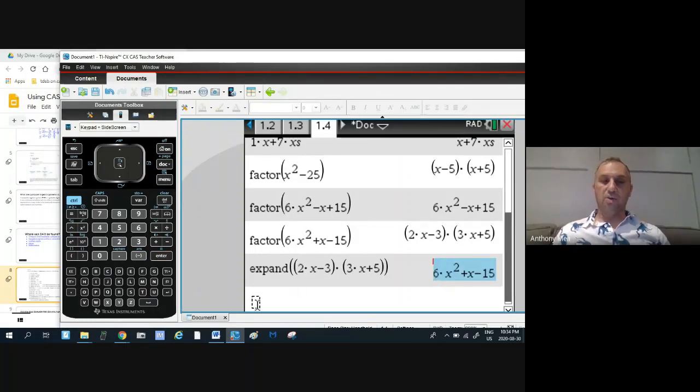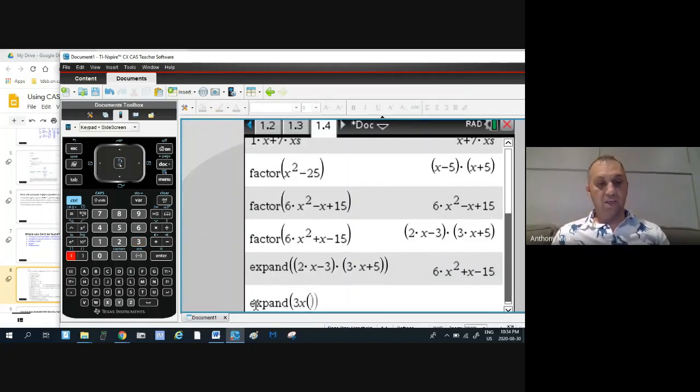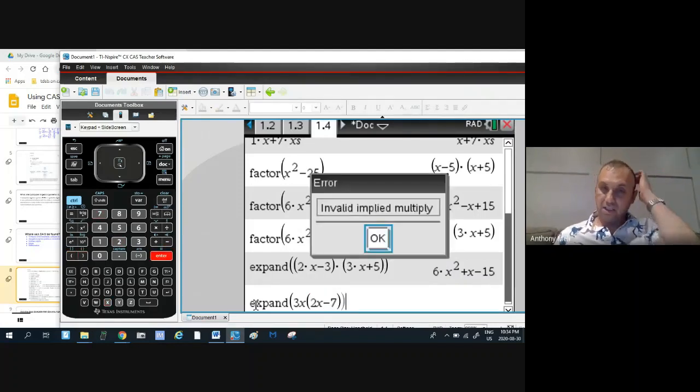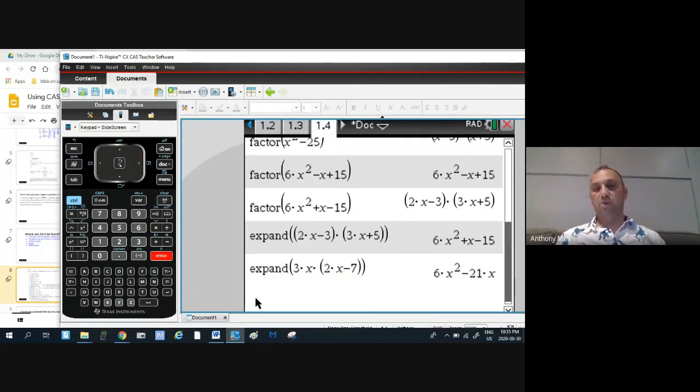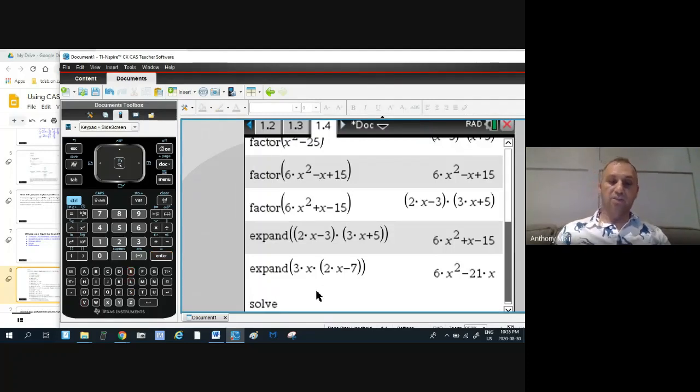Or, we could ask it to expand something where it just has to distribute, like 3x times 2x minus 7. And it says, oh, invalid implied multiply. And I get that every now and again. So in this case, it wants to know that 3x has to get multiplied by this bracket. I need to be real specific about it. And then it goes ahead and distributes it and multiplies the 3x times the 2x and the 3x times the negative 7. Pretty cool.